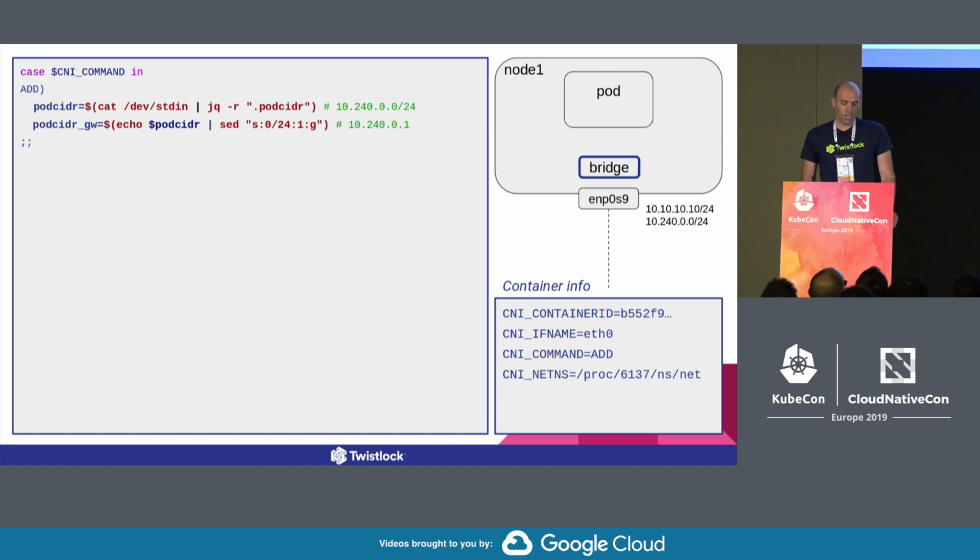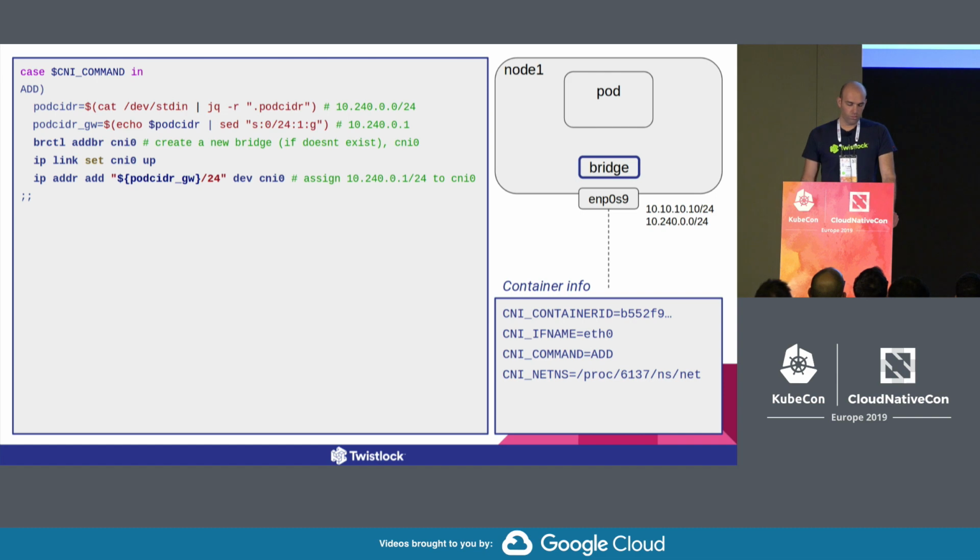Once I have the pod CIDR, I'm going to do some manipulation on it to calculate the gateway address, which is going to be the address of the bridge. And then I'm going to use the bridge-utils package, which contains the brctl command line tool, to create a bridge called cni0. Then I'm going to enable it, bring it up, and set it with the IP of the pod CIDR gateway. So the bridge on the node is going to contain the first IP in the address space of the pod CIDRs.